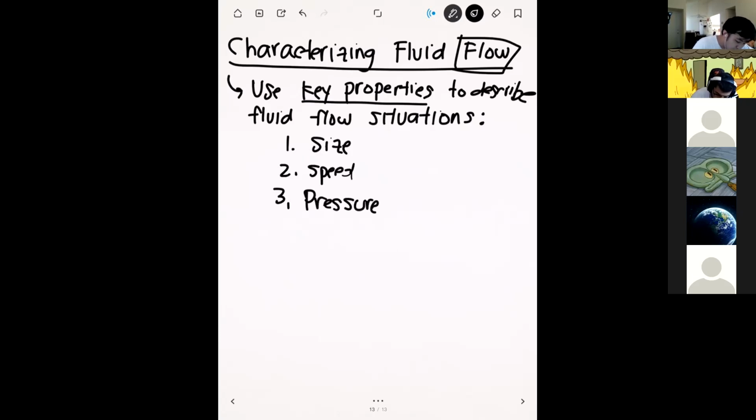And of course, you would also describe the density and the viscosity of whatever fluid flow you're describing. But if you're describing the flow in the Hoover Dam versus the flow of blood in your body, those have very different sizes. The Hoover Dam is ginormous, and your blood vessels are really tiny. They have different speeds, and they have different pressure values too. Okay, so let's go over each of these and what they actually mean.